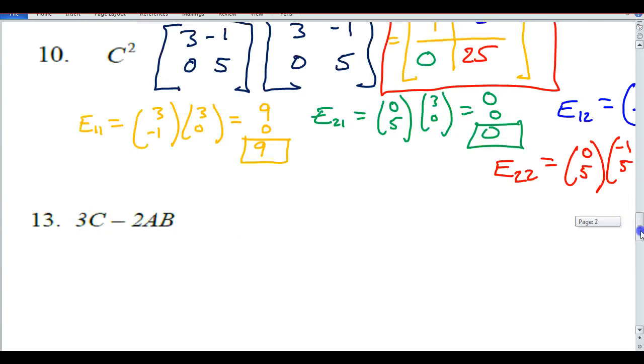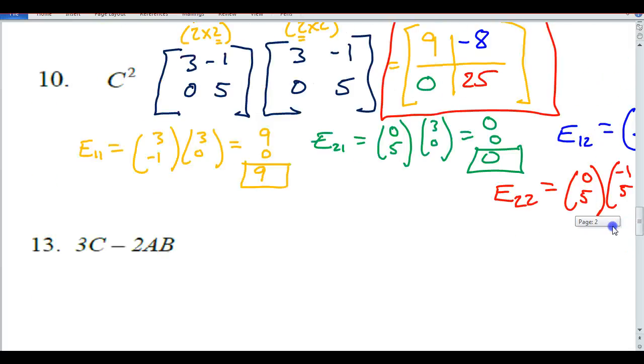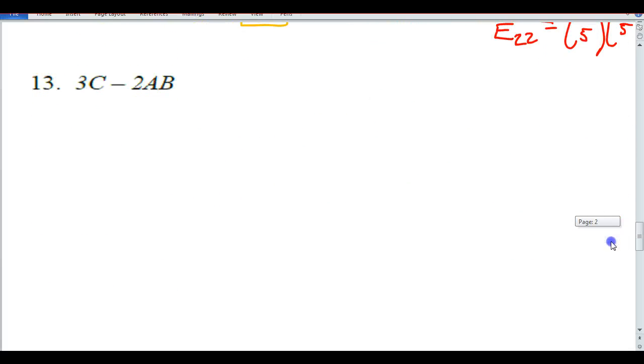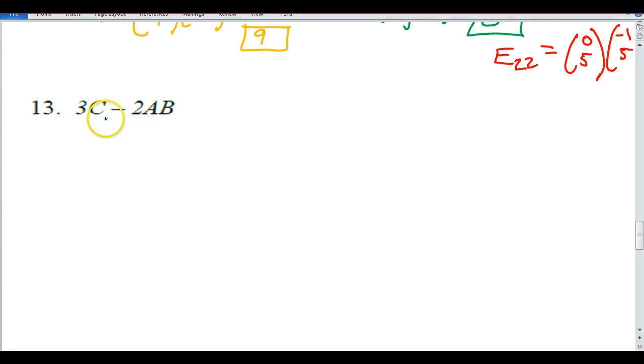Okay, how about number 13? Okay, we only have 2 problems left. So number 13. First we have to do 3 times C. Okay, this is going to be a multi-step process. Alright, so I'm supposed to do 3 times matrix C.